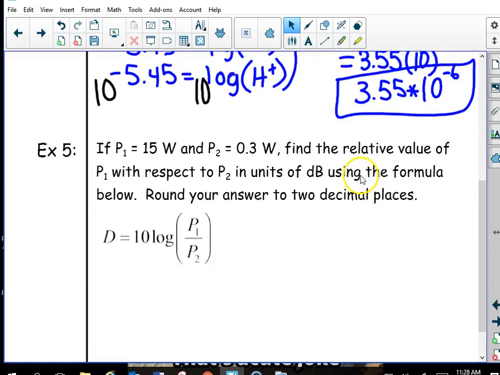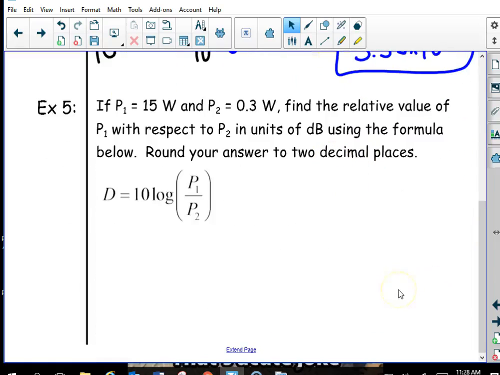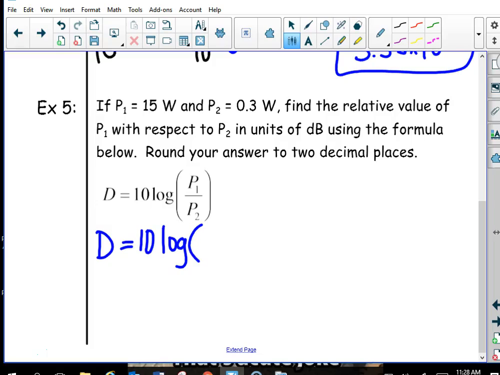Okay, very last problem, and it goes fairly quick. They give us this formula, and it tells us that we want to find the relative value of P1 with respect to P2 in units of dB using the formula below. Okay, so they gave us a value for P1 and P2, and they're just telling us the units of D are dB, but really we're just substituting. So P1 is 15, P2 is 0.3. I'm going to go to the calculator and just type that in.